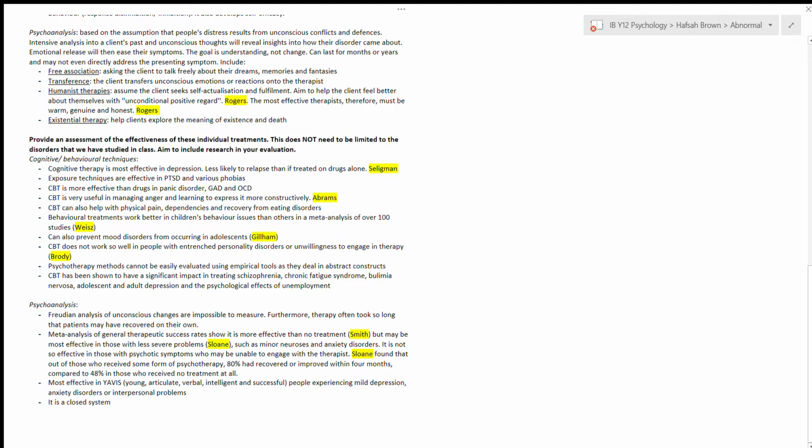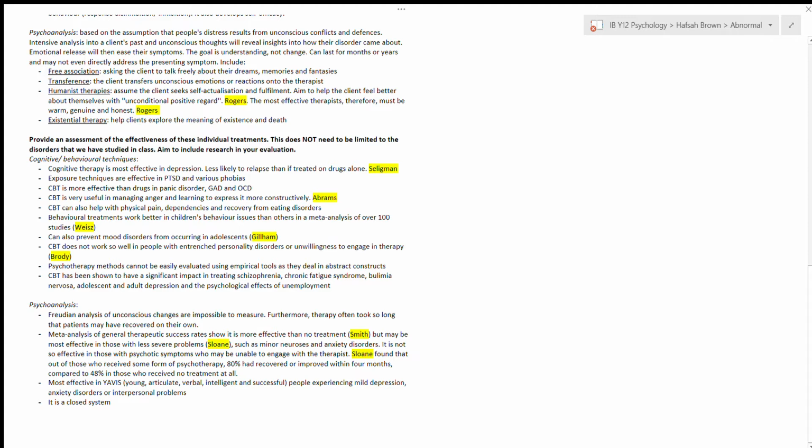Okay, so how effective are these individual treatments? So for ease, I have combined cognitive and behavioral techniques in one, as they are often done in real life anyway. And cognitive therapy is most effective in depression, and you're less likely to relapse than if treated on drugs alone, which is noted by Seligman. And probably the reason for this is that these kind of therapies will teach you coping strategies instead of merely addressing the somatic symptoms.